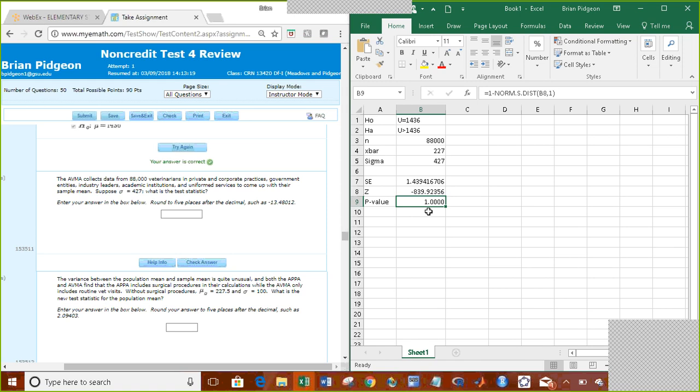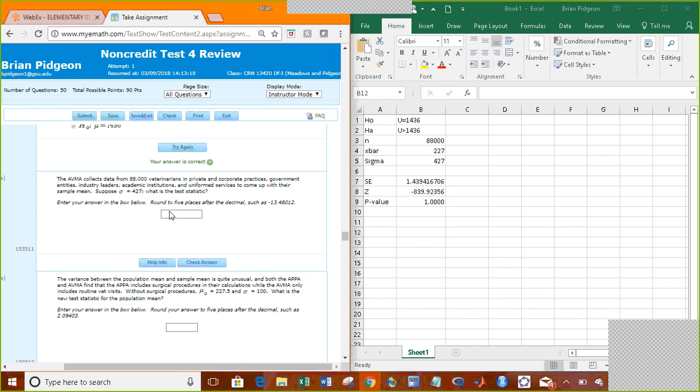And our p-value is going to be not 1 minus. I'll just go to that in a second. So our test statistic, is it really that? That makes sense. 839.92356.